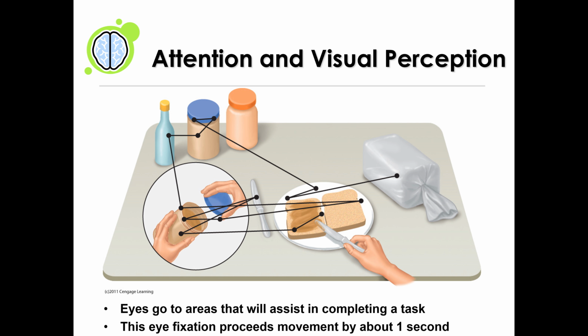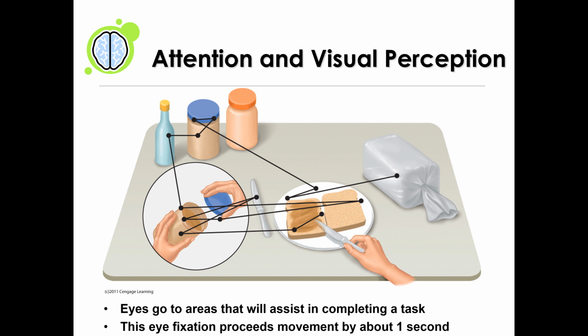So the eyes go to an area that will assist in completing a task. Okay, so that makes sense, right? So if you need to make the PB&J, your eyes are going to go to where you need to utilize these objects. So the eye fixation precedes the movement by about a second. This is kind of interesting. Wherever you're going to move, your eyes typically start to fixate there, or at least start to make the saccade towards that region about a second before the movement initiates. This is one thing that researchers have found.